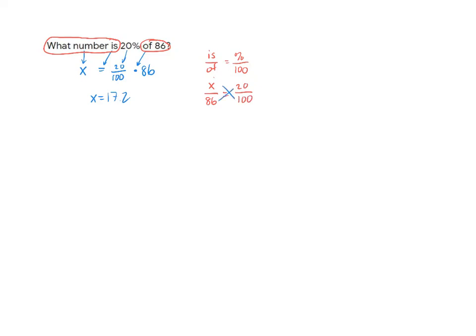You can cross multiply. 100x equals 20 times 86. And you work that out. You multiply the 20 by the 86. You divide it by 100. And you should get the same answer of 17.2.